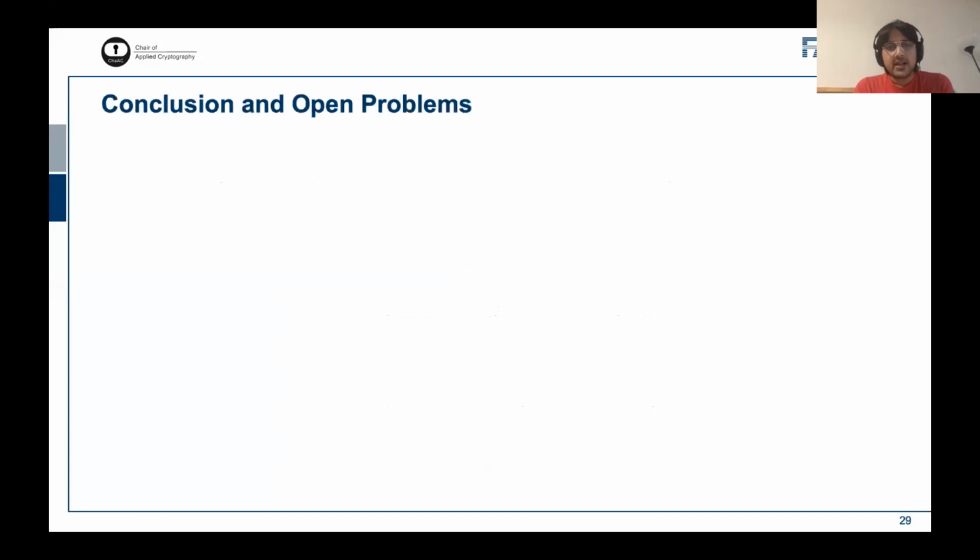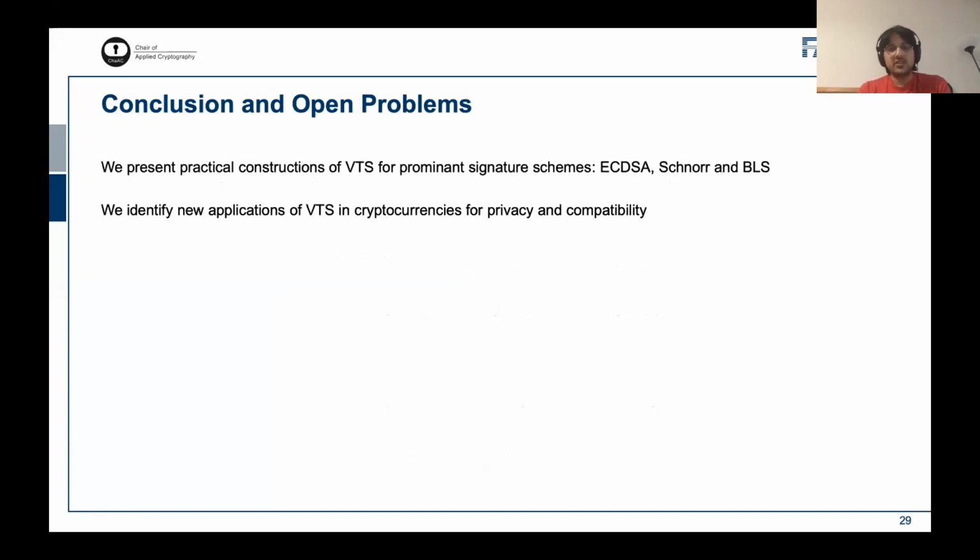Okay, so I'll give a brief conclusion. In this work we present efficient, practical constructions of VTS for signatures of interest in cryptocurrencies and blockchains like ECDSA, Schnorr, and BLS. And we identify several new applications of VTS, from classical multi-party signing to bringing it into the realm of modern-day settings like cryptocurrencies and blockchains.